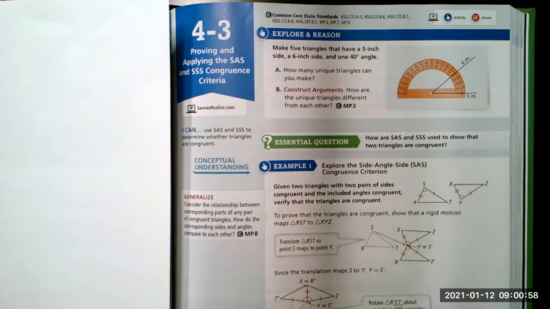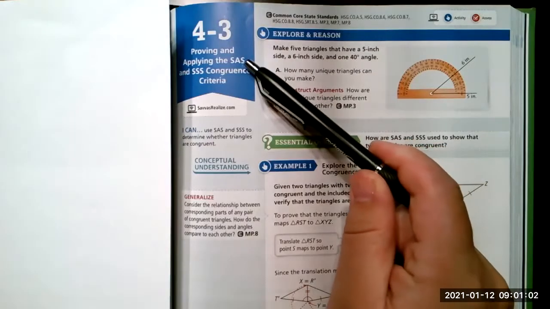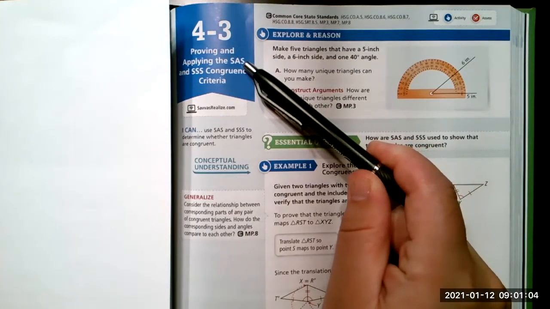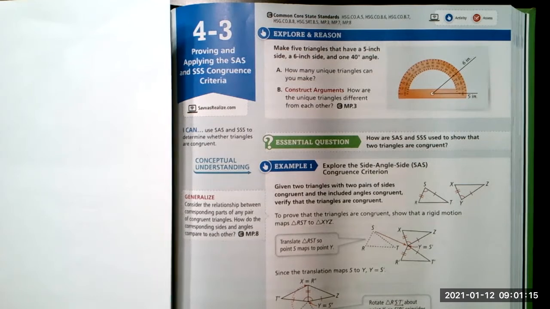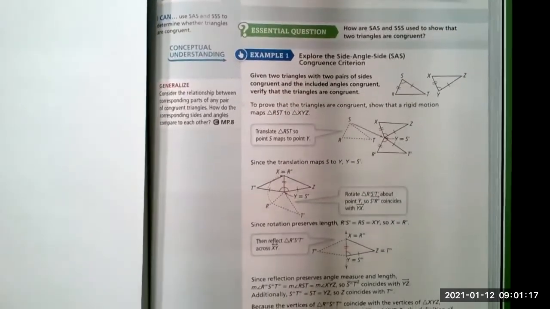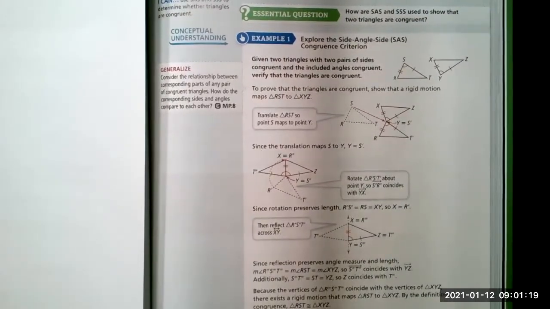If you can show that 2 triangles have the same corresponding side angle sides that are congruent, or side sides sides that are congruent, that is enough to prove that those 2 triangles are congruent, that they're the same, okay? So that's kind of the big focus with this lesson. So example 1, explore the side angle side congruence criterion.